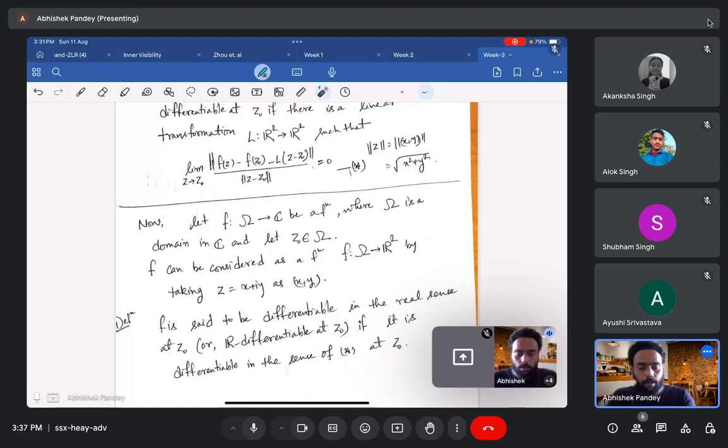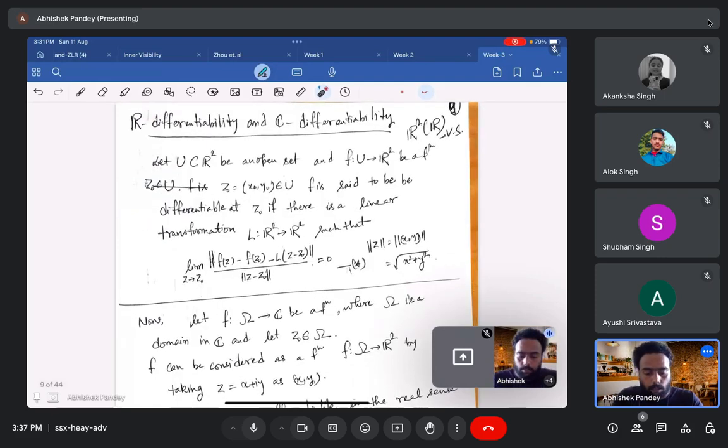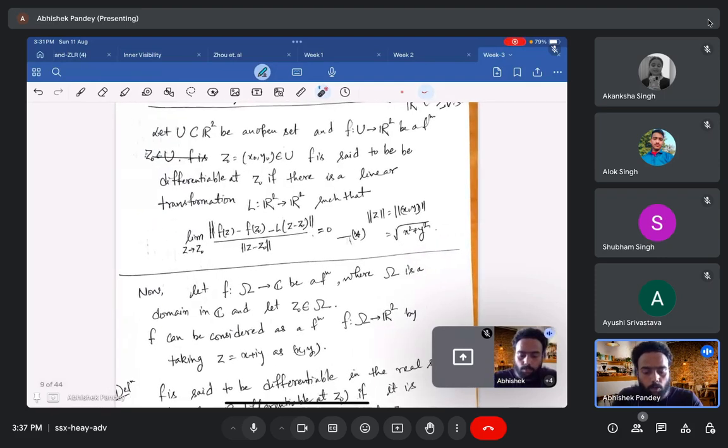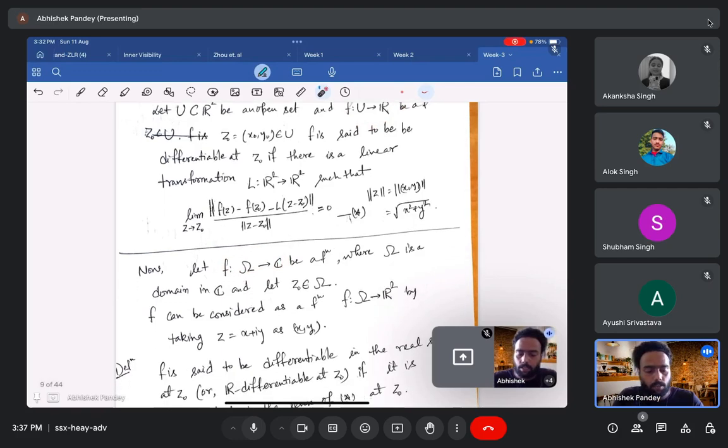Now let f be a function from a domain in C to C. Now this can be seen as a function like this, isn't it? Because the topologies are the same, C and R2. So you can just see C as R2 and this function you can consider as this one, where omega is a domain in C and let z naught belong to omega. So basically f can be considered as a function from omega to R2 by taking z equals x plus iy as (x, y).